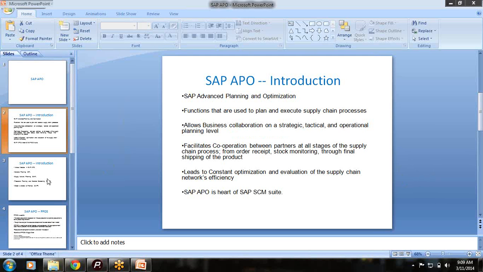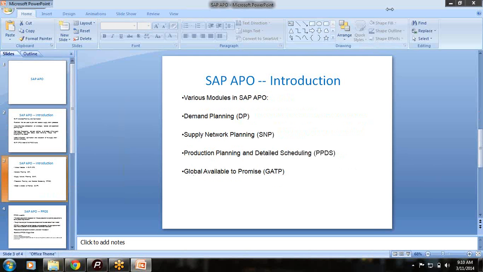Okay, continuing with this. We have got various modules in SAP APO, means SAP APO itself is an umbrella. Under this umbrella, we have got 4 different modules. One is demand planning, that is known as DP. Then we have got SNP, that is supply network planning. Then we have got PPDS, production planning and detailed scheduling. And we have got GATP, that is global available to promise.